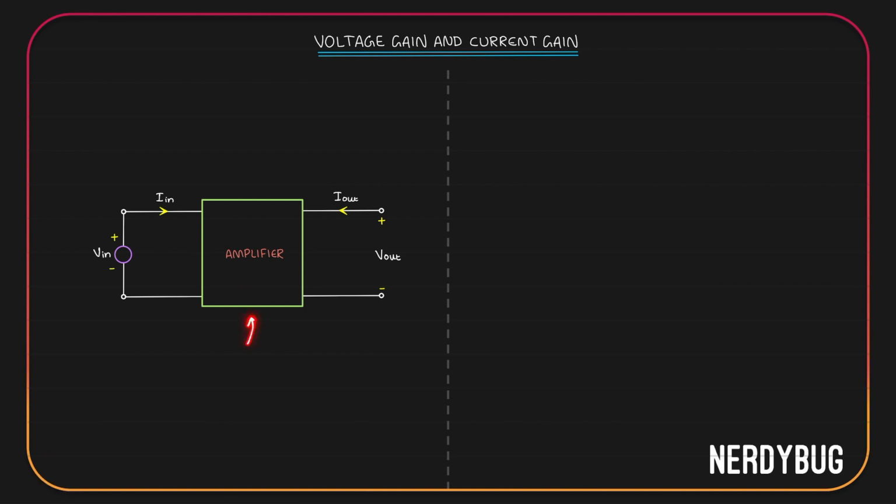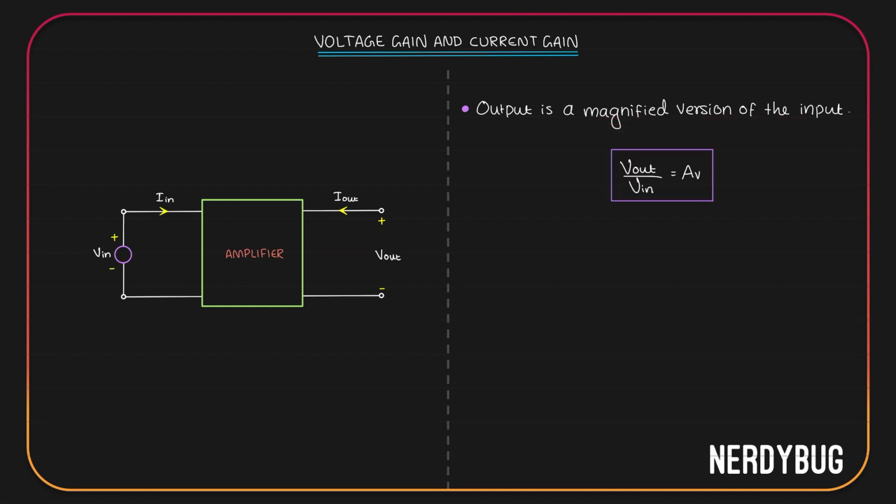Assume we have an amplifier. We are giving an input V input. We get an output V output. Obviously, since this is the output of an amplifier, it is going to be a magnified version of the input. We can take the ratio of the output voltage to the input voltage and call it AV. AV will be our voltage gain.